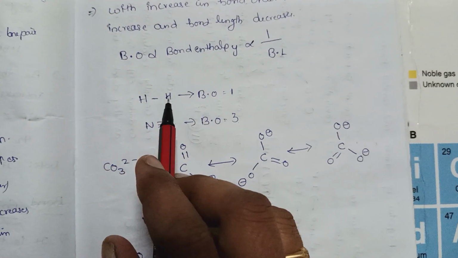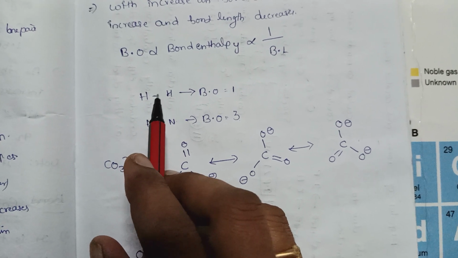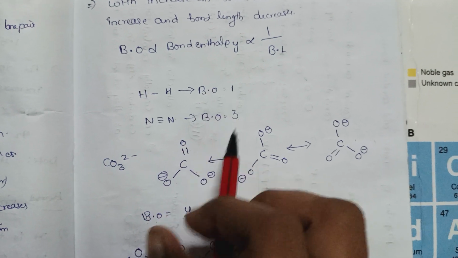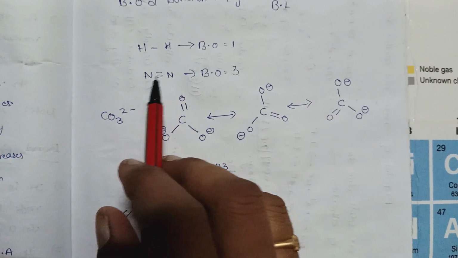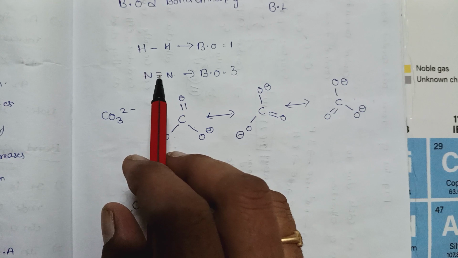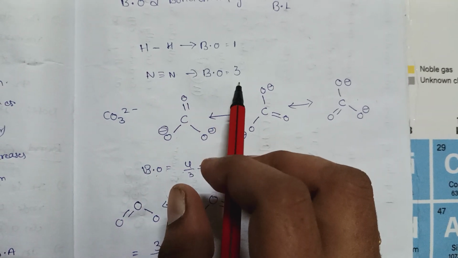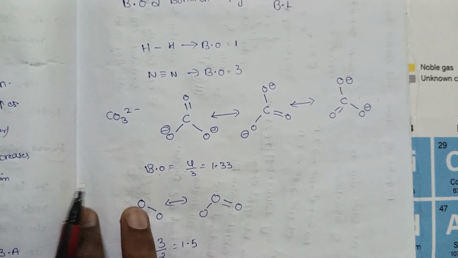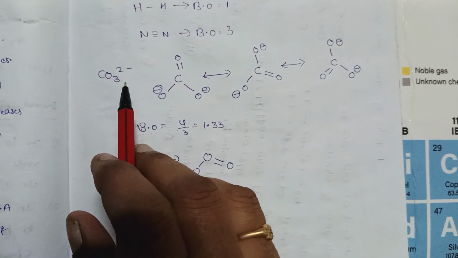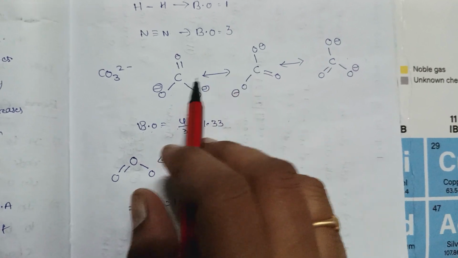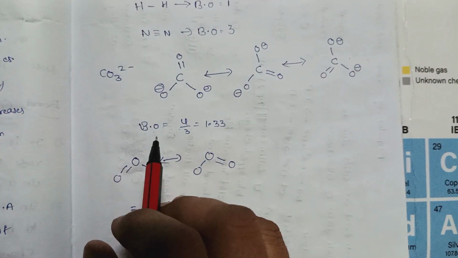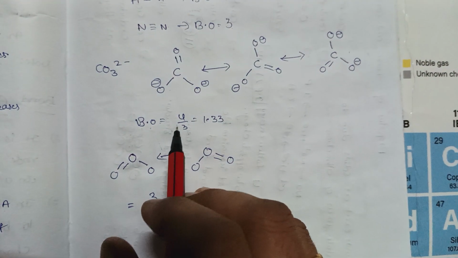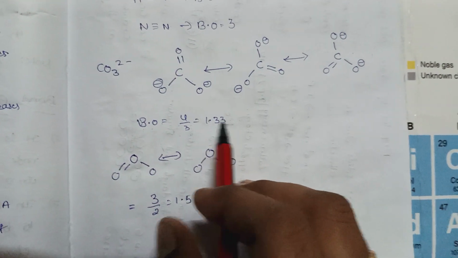Here, between two hydrogen atoms a single bond is present, so the bond order is 1. Between two nitrogen atoms a triple bond is present, so the bond order is equal to 3. If a molecule has resonating structures, take the CO3 2 minus ion, it has 3 resonating structures. The bond order is equal to the number of bonds divided by the number of resonating structures, which equals 1.33.